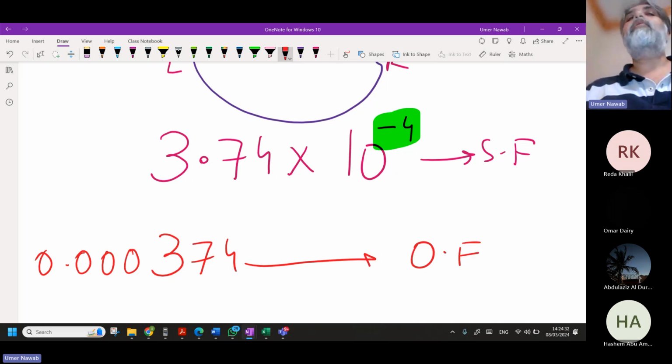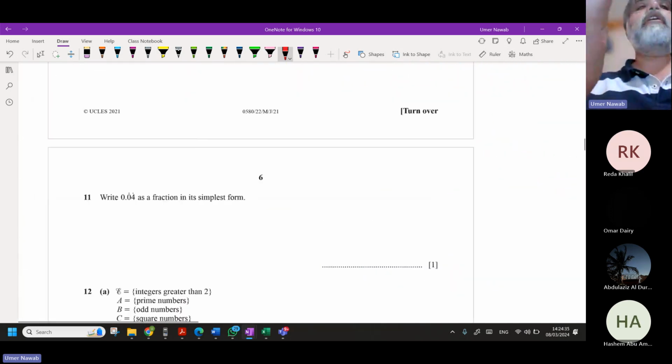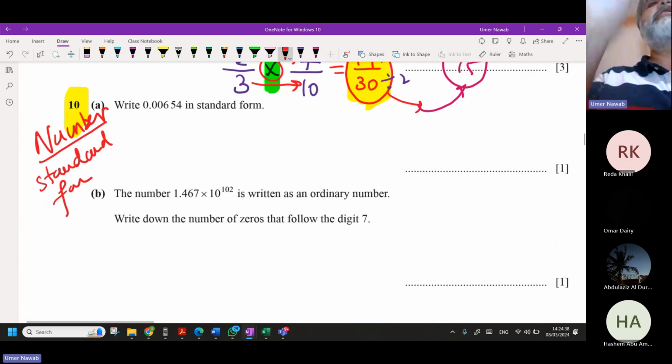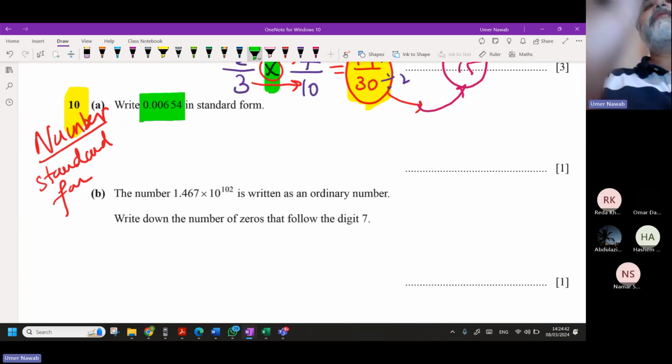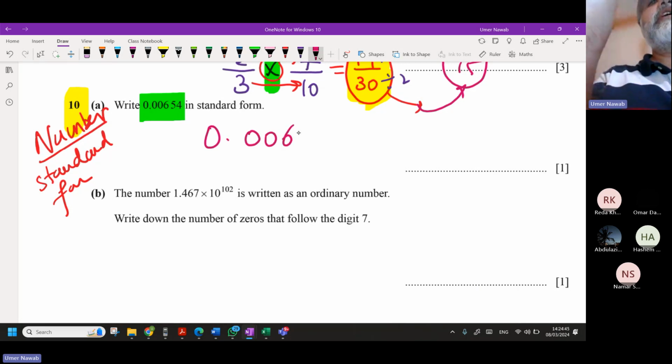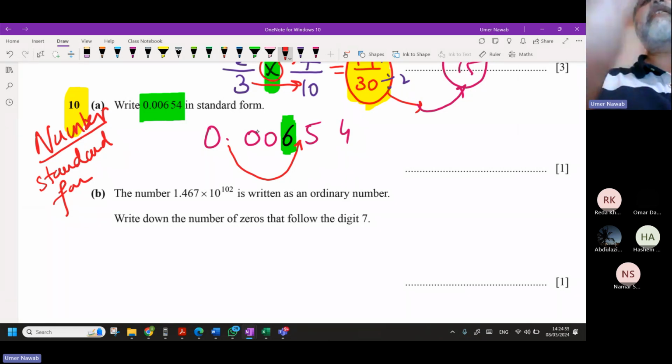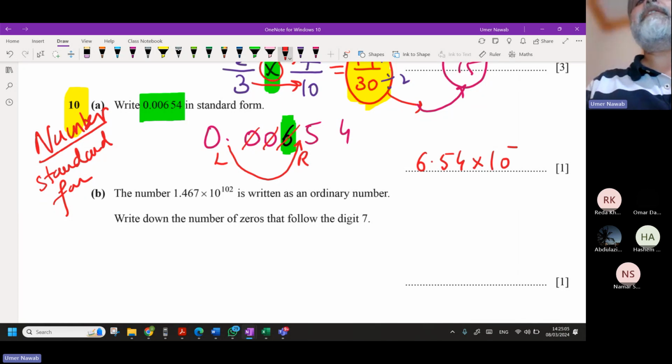So I now know how to convert from standard to ordinary and from ordinary to standard form. Now, the question given by the examiner: 0.00654. Since my decimal is not in front of 6, I need to push the decimal to stand in front of 6. How many digits do I need to cross? I need to cross 3 digits. So my answer will be 6.54, since I'm moving from left to right, times 10 raised to the power minus 3. If I want to convert the standard form back into the ordinary form, the answer will be 0.00654, which is the same as the given question.